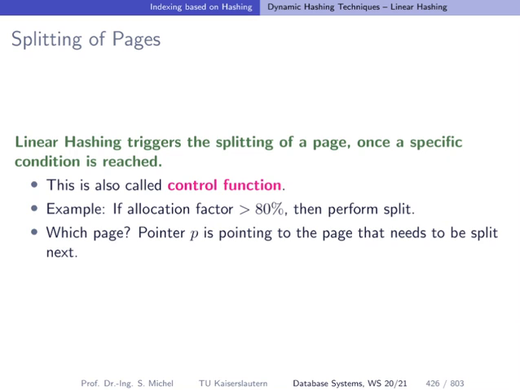The idea behind this split triggering is also called the control function. In this previous case, we have seen that the threshold was 0.8. That means if the allocation factor exceeds 0.8, we would perform a split. Splitting pages after pages. So it's not entirely doubled every time, it's only the page that the pointer points to that is split, and then the pointer is moved on.